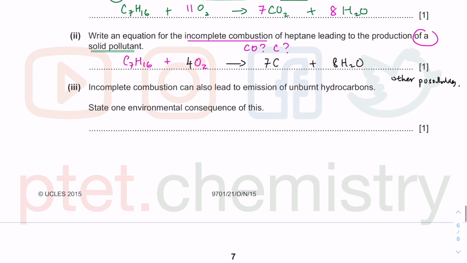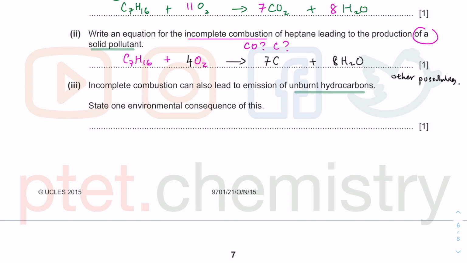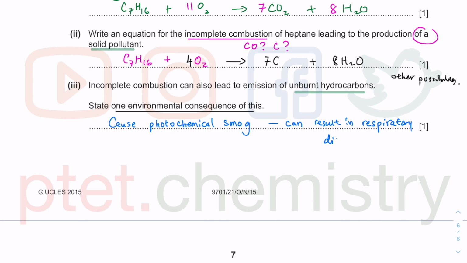Incomplete combustion can also lead to emission of unburned hydrocarbon. Because you don't burn completely, as you don't have enough oxygen. What is the danger of unburned hydrocarbon? This is a very specific thing of unburned hydrocarbons. So the danger is that unburned hydrocarbon can cause photochemical smog. So this is a photochemical smog like in Beijing, which has a lot of industry obviously, and this thing can result in breathing problems or respiratory distress. But the idea is the photochemical smog, and it can cause breathing problems.